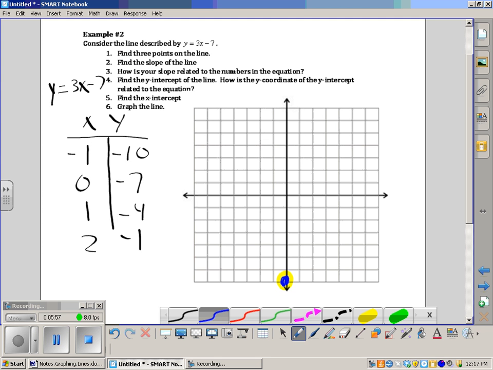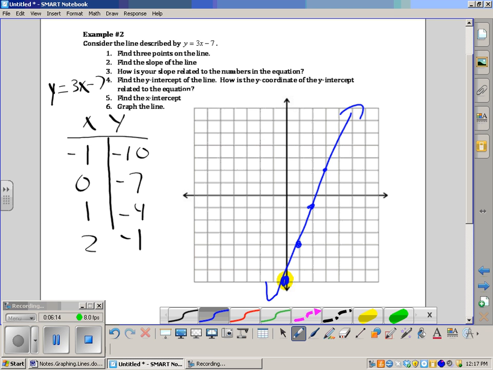And the slope is 3. So go up 1, 2, 3 over 1. So let's see if that makes sense. This looks like 1, 2, 3, 4, 1, -4. It works. Go up 3, 1, 2, 3 over 1. Is that 2, -1? Perfect. Go up 1, 2, 3 over 1.